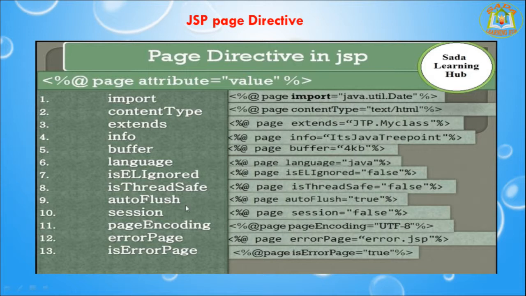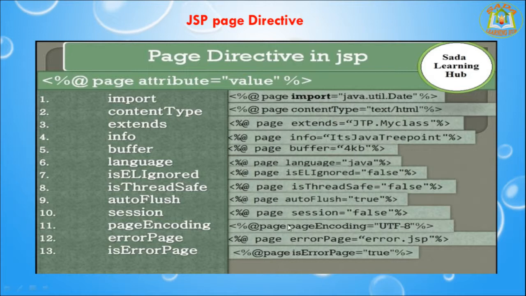The next one is autoFlush. If autoFlush is true, automatically, if you are using database statements, the data will be flushed into the databases. If you put false, it doesn't do the autoFlush. The next one is the session attribute. If you put false, there is no session tracking support in your JSP. If you put true, by default the JSP supports session tracking whenever you put session is equal to true.